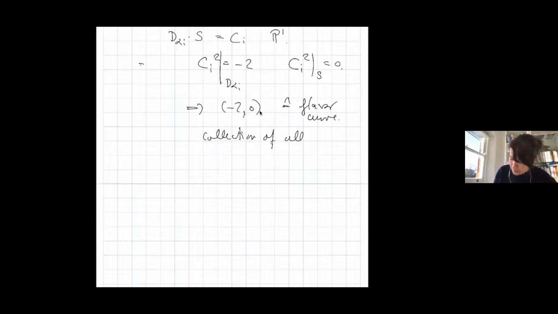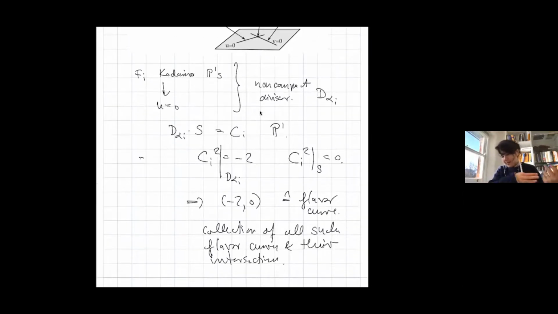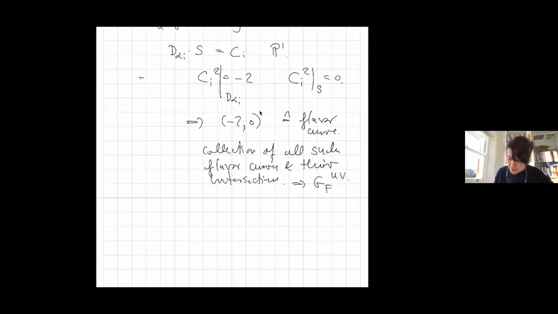And the collection of all such flavor curves and their intersections, right? Because these -2 curves can intersect with each other. They already come from this E8 fiber in our example. So they're intersecting right into an alpha and E8 Dynkin diagram. And that pattern will then determine the GF. And this actually is now the GF UV.